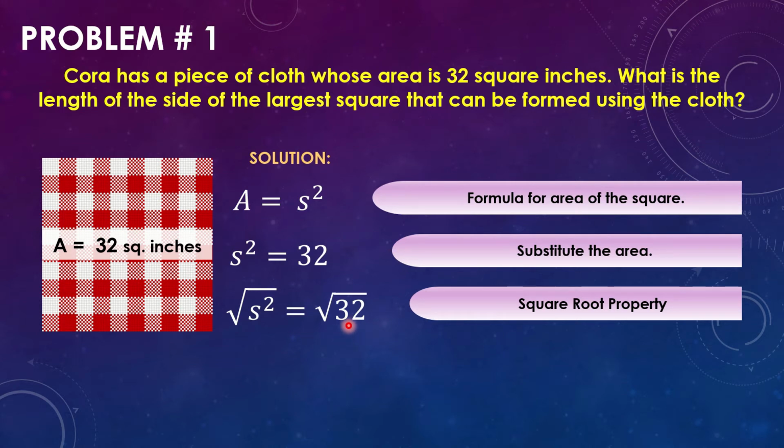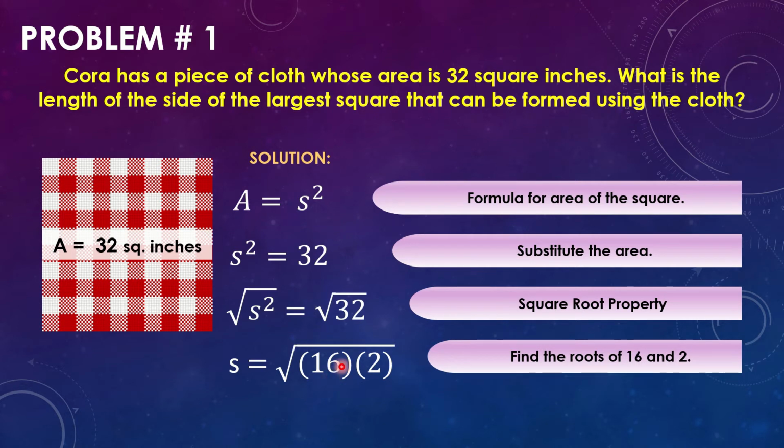Since we know that 32 is not a perfect square, we need to find the factors of 32 such that one of them is a perfect square. So what is that? It can be 8 times 4. 4 is a perfect square. But other than that, there is another factor, which is 16 times 2. We know that 16 is a perfect square. Therefore, we will use this one to simplify square root of 32. So, find the roots of 16 and 2.